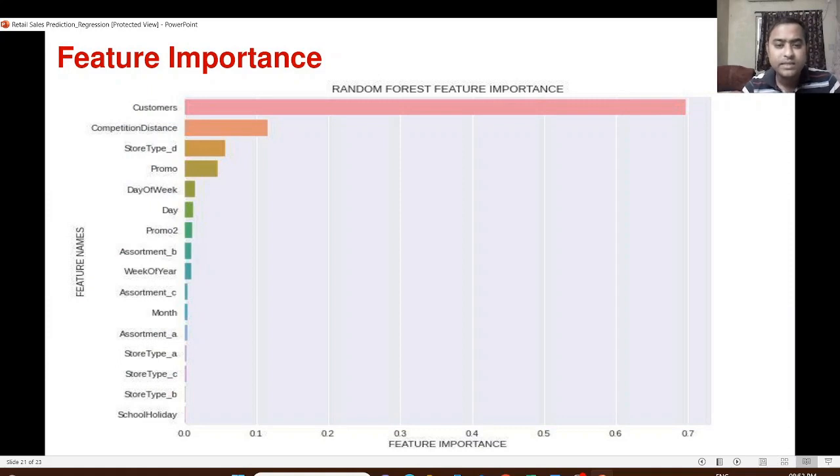Now we can see the chart. Feature importance: customers, competition distance, store type, promo, day of week, day, promo 2, assortment B, and so on.